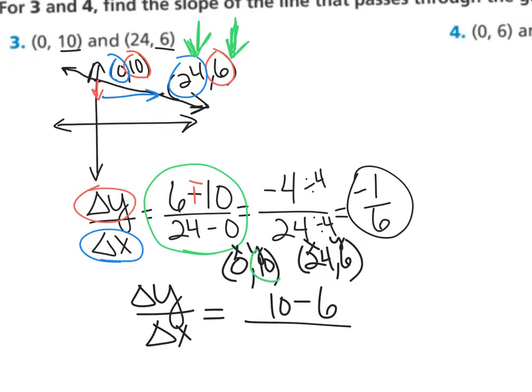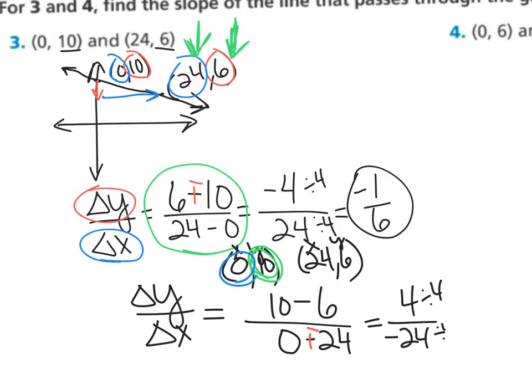And then the deal is, in that case, if I started with the 10 for the y, I have to start with the 0 for the x. I have to start from the same point. So in that case, for the x's, we would do 0 minus 24. So 10 minus 6 is 4. 0 minus 24, if you add the opposite, that would be a -24.